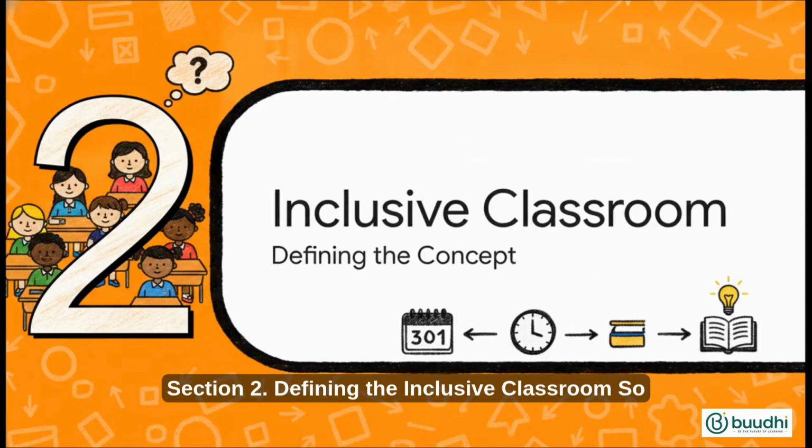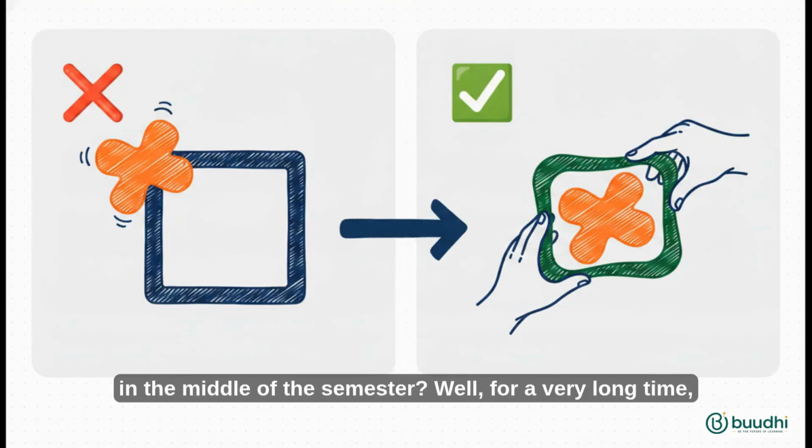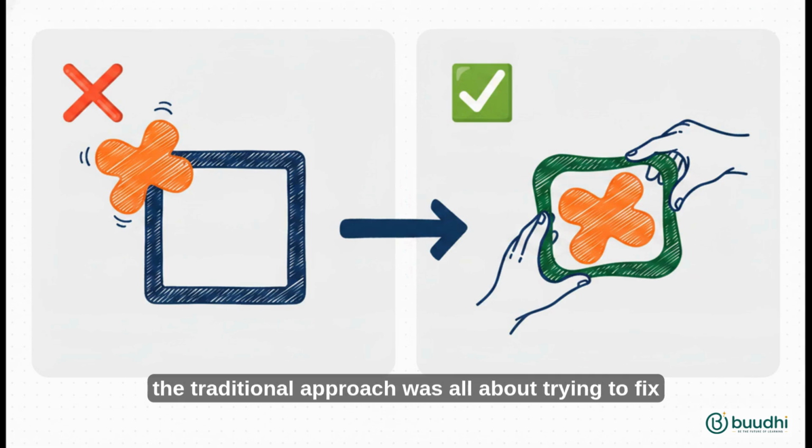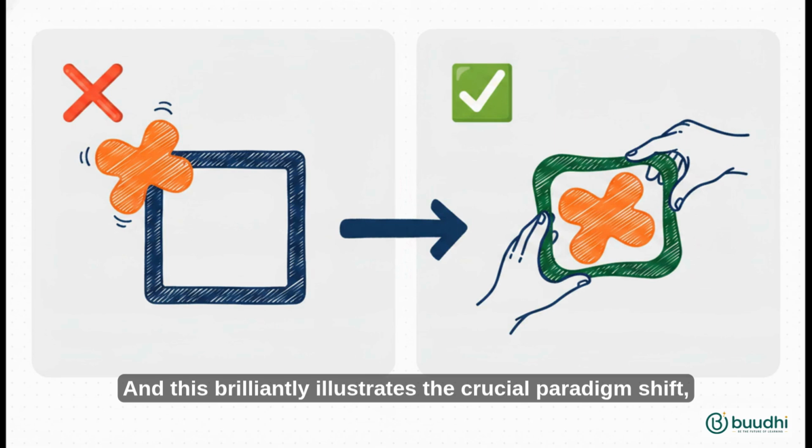Section 2. Defining the inclusive classroom. So what does this actually look like on a random Tuesday morning in the middle of the semester? Well, for a very long time, the traditional approach was all about trying to fix or change the student to fit a standard mold, which often resulted in separating kids based on their perceived abilities. And this brilliantly illustrates the crucial paradigm shift, because the inclusive model flips that entirely.